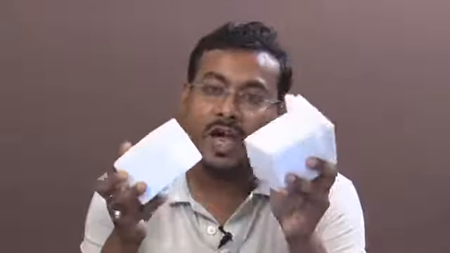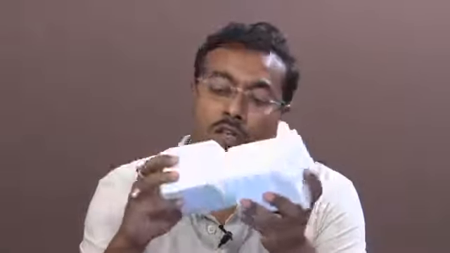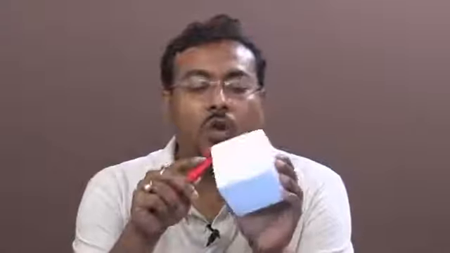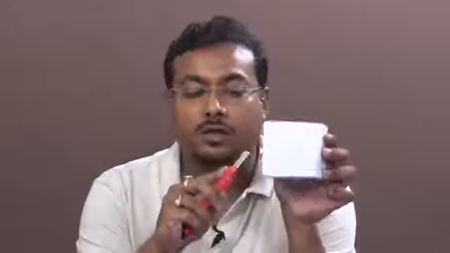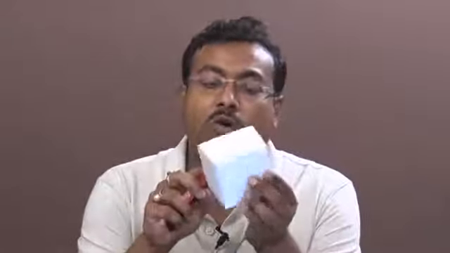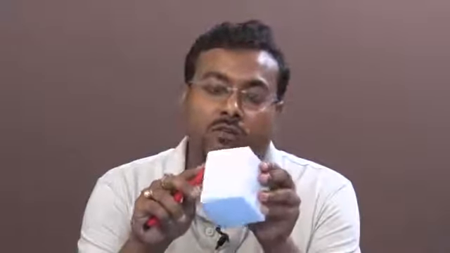One is high density, one is medium density and low density thermocol. You can see this one is high density. The high density thermocol has very small granules and is slightly harder to cut. Next is medium density thermocol. Medium density thermocol has slightly bigger granules and is slightly softer in comparison to high density thermocol.